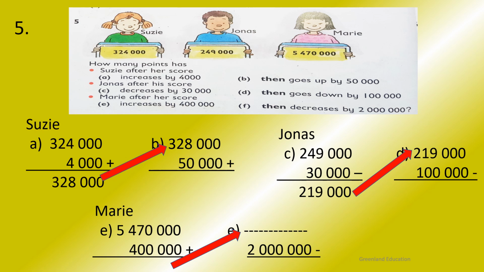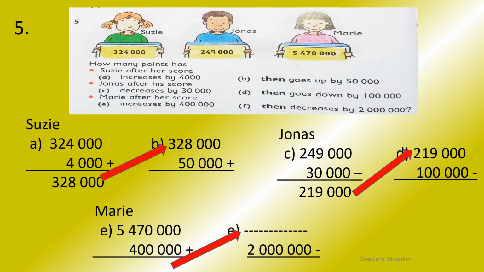Let's do Mari's one. E1. Mari, after her score, increases by 400,000. So we have to find Mari's number after it increases by 400,000. So you have to add 400,000 to 5,470,000. I have not put the number, you have to find it.